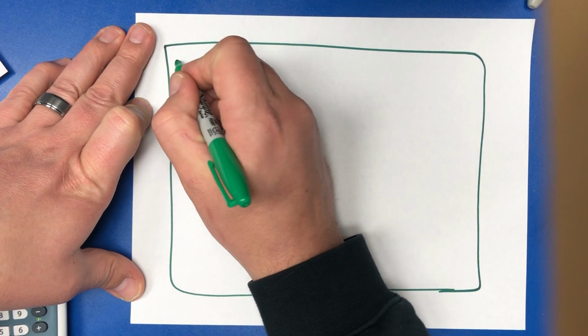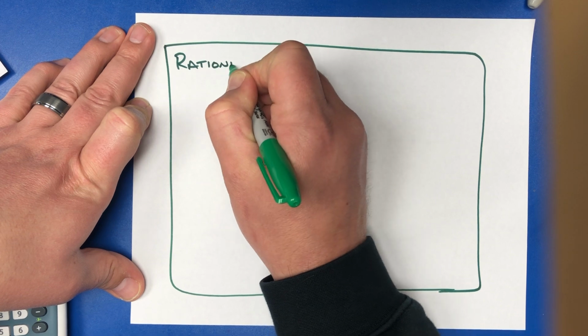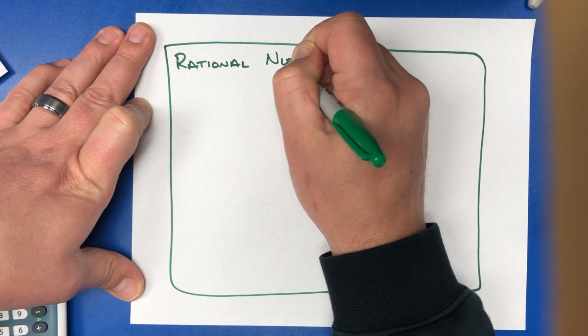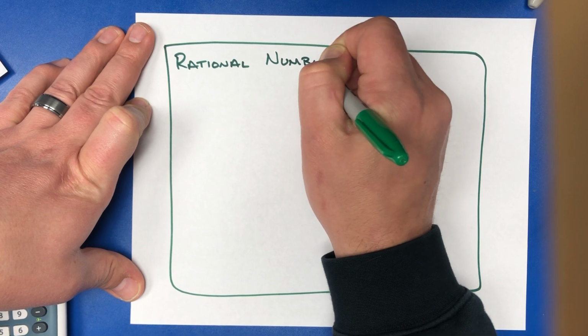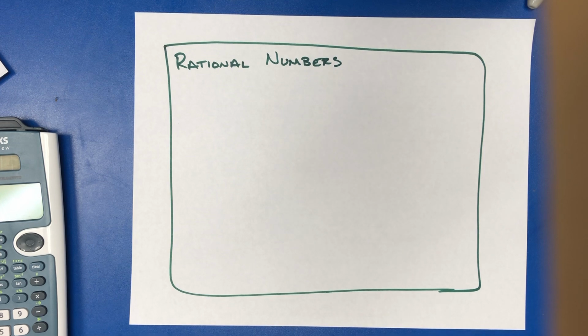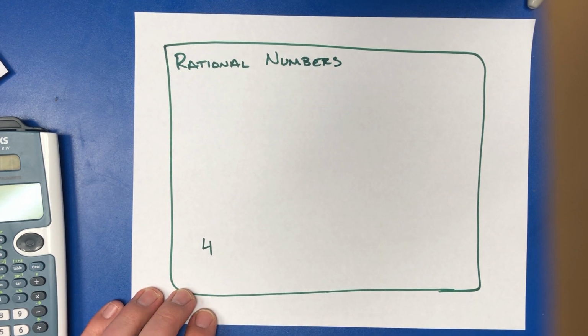And this box represents all rational numbers. Anything that can be written in A over B form. Now, it doesn't necessarily mean that it is written in A over B form. It just needs to be able to be written in A over B form. So, for example, we might have 4. It can be written in A over B form when I do 4 divided by 1. 4 over 1 is A over B form.